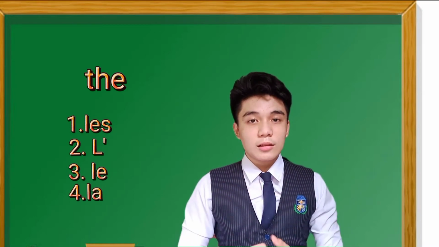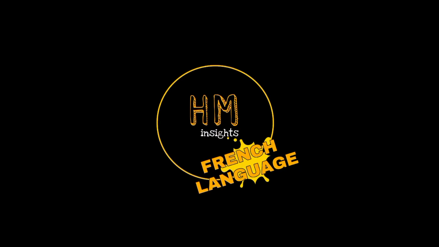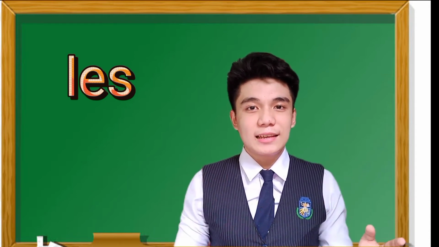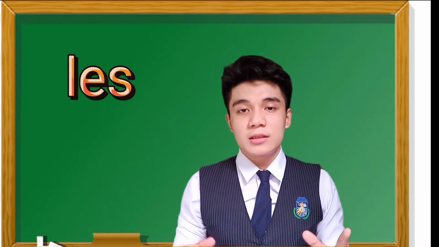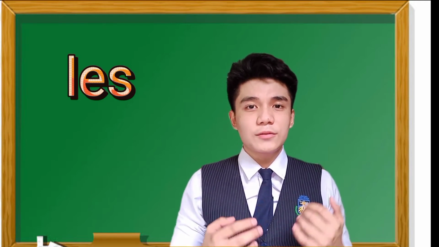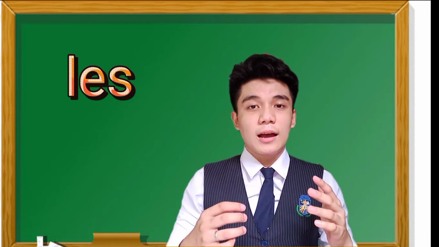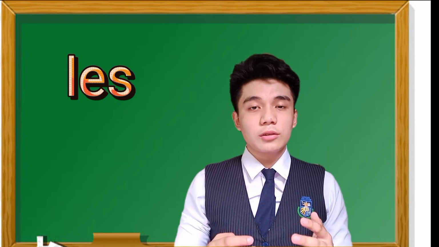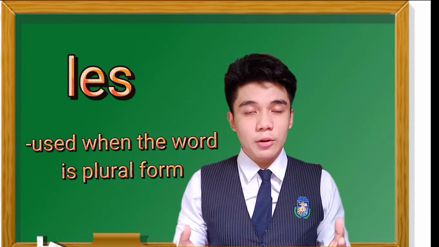So let's start with the first one, which is les. The first definite article is the word les. Yes, that's right, my dear HM. That is the pronunciation of it in French. This first article is used when a certain word in French is in a plural form. Let me give you some examples.